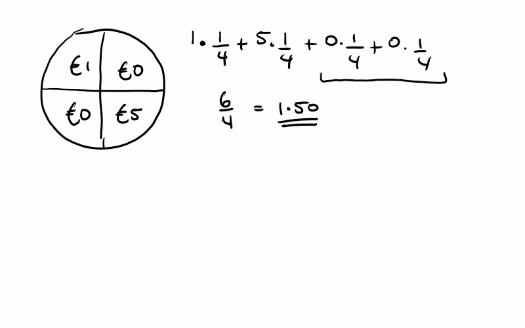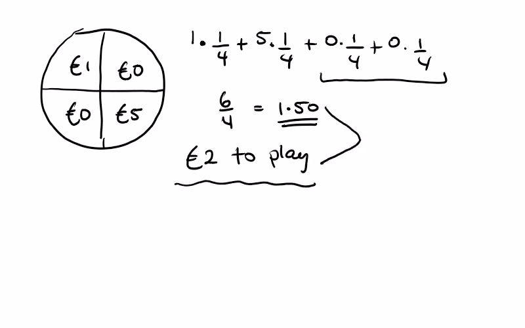So if you had to pay €1 for this game, you'd be winning 50 cents in the long run. You'd play it all day, just keep putting your euro in. But if you had to pay €2, now the dealer is winning 50 cents. You can see the difference between these two. So the dealer has to charge more than the expected value of the game to make a profit.